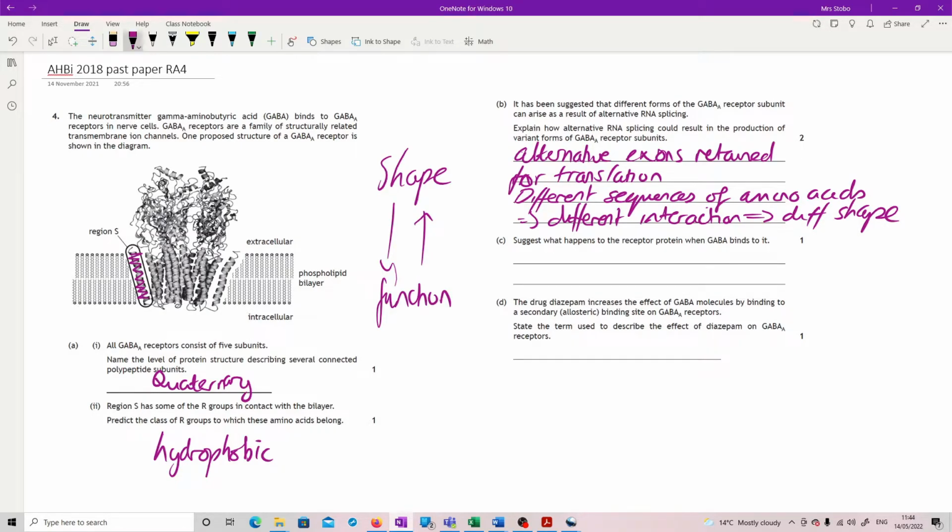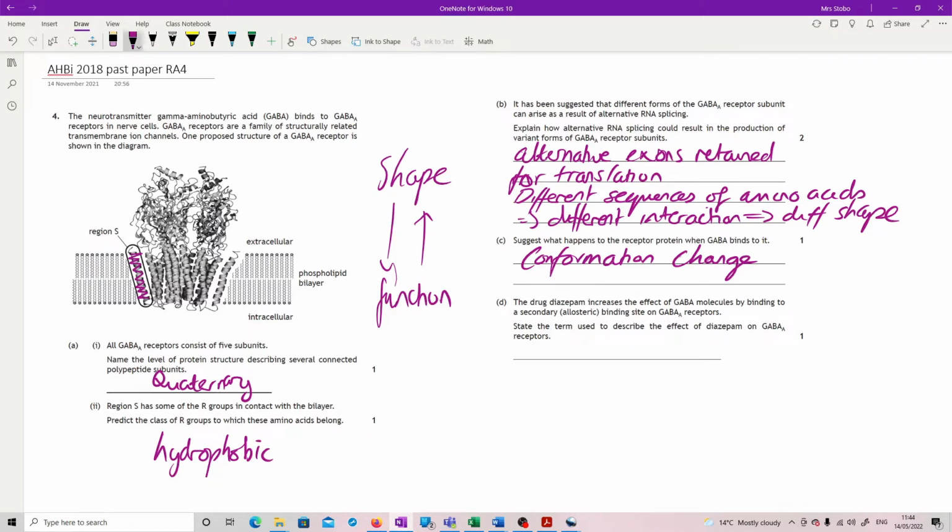Okay, suggest what happens to the receptor protein when GABA binds to it. Conformational change. This is your go-to. Anything which is making a protein change what it's doing has to be something which allows different parts of it to suddenly be able to do something, and the only way they can do that is if they can now come in contact, so it's always conformational change.